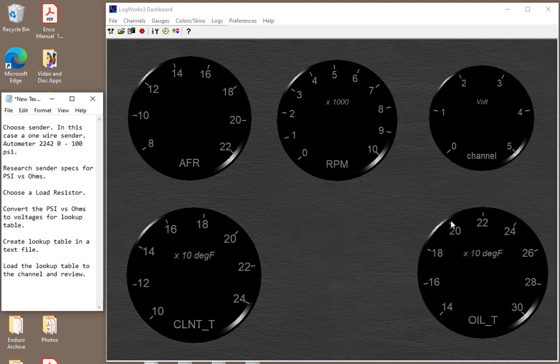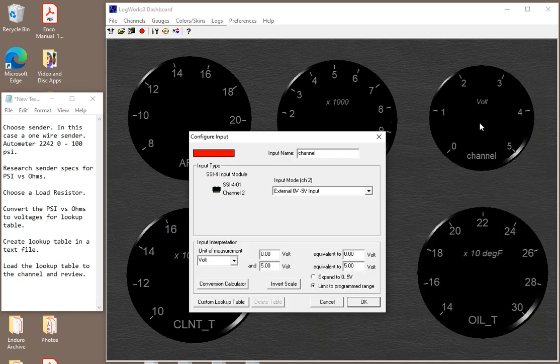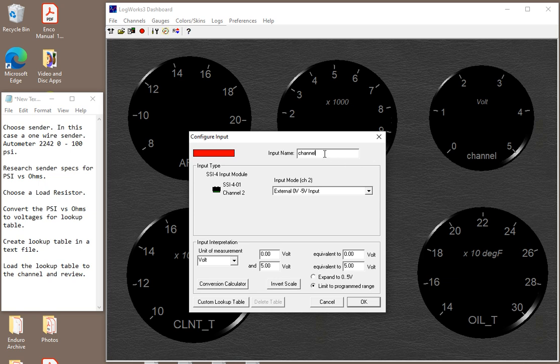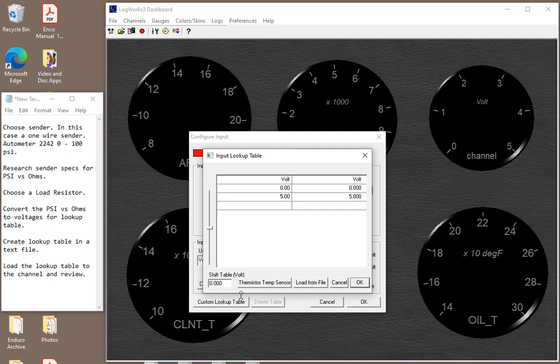The other way is we can use the thermocalc in this program. We're going to right click on the channel we're going to use. We're going to call it the oil pressure channel, oil underscore P. I'm going to make sure it's an external 0 to 5 volt input, and we're going to use the custom lookup table the first time to figure out a load resistor.